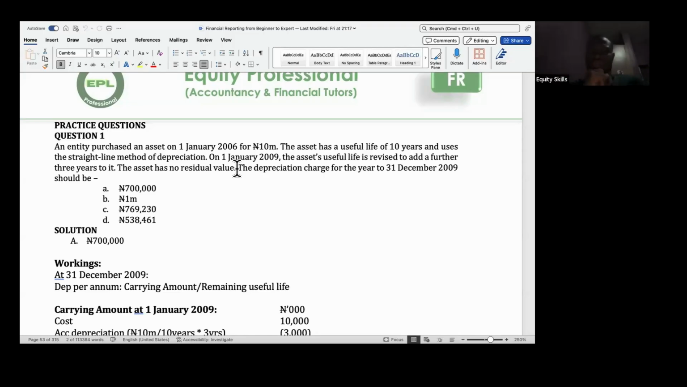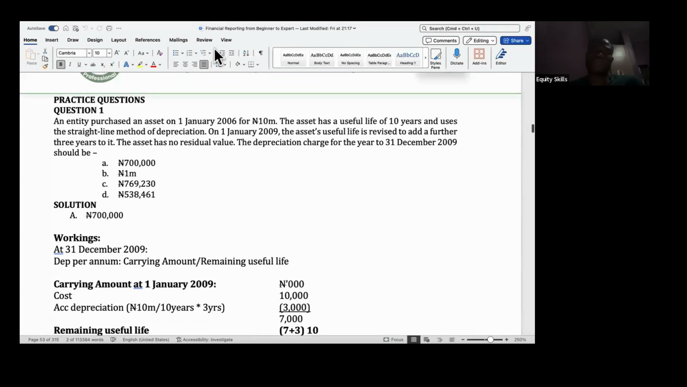So basically, that was what we looked at last week. Now, tonight, we're going to solve questions to round up IAS 16. So I will need you to pay maximum attention as you are going to need it. We have like 14 questions to solve. As soon as we are done with those questions, then we're done with the class for tonight. So let's get to work immediately.